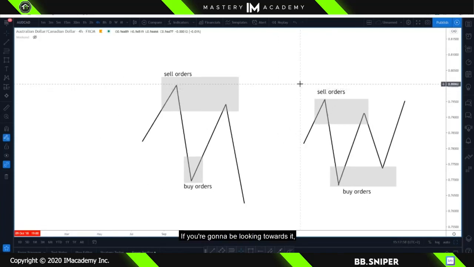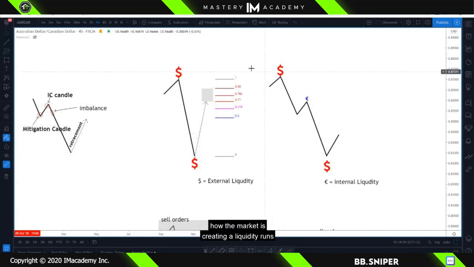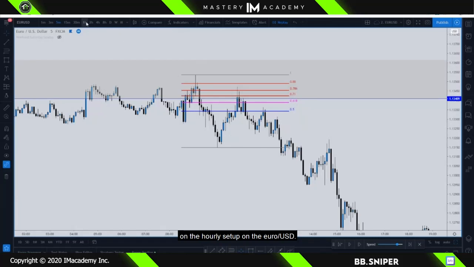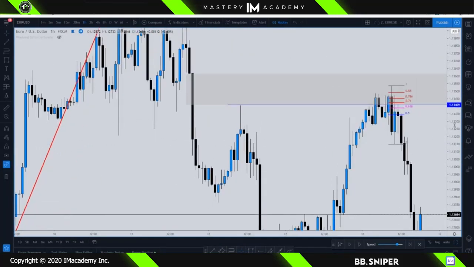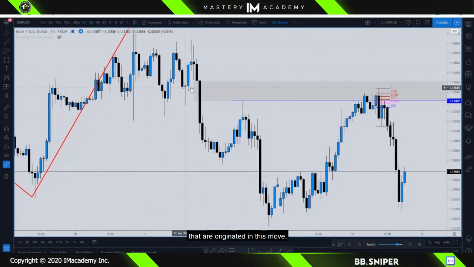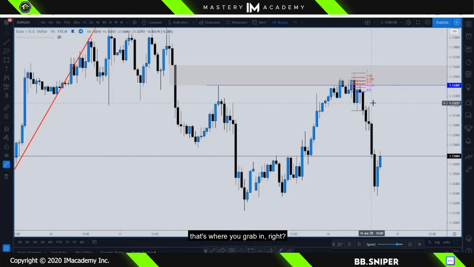Okay, so if you're looking towards it, this is also a good example of how the market is creating liquidity runs inside of the range. And it's a beautiful thing to understand that sometimes the market just needs to go for the liquidity, just like we said over here on the hourly setup on the AUD, right? Because they are trying to reach orders that originated in this move, right? And you can see when they do that, they slow down, accumulate orders, create a manipulation, and then on that retracement, when the market is shifting back to a bearish environment, that's where you grab in, right? You want that break of structure, you want that reversal to happen, and then move lower.